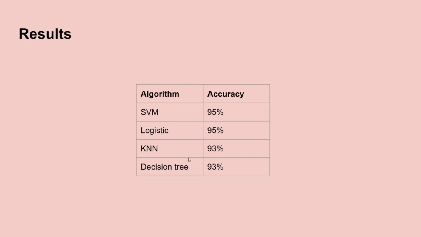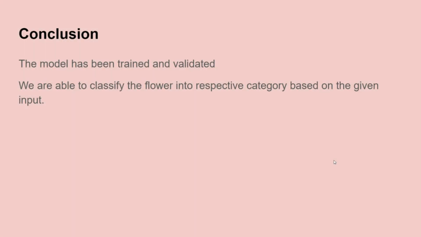Coming back to the slides, as we have seen in our code, we have tested various algorithms. The results say that the accuracy of SVM and logistic regression models is 95%, whereas for KNN and decision tree it is 93%, which is fairly good. Thereby we can conclude that the model has been trained, tested, and validated, and we are able to classify the flower into its respective category based on the given input. We can use this classifier model for any type of classification problem.